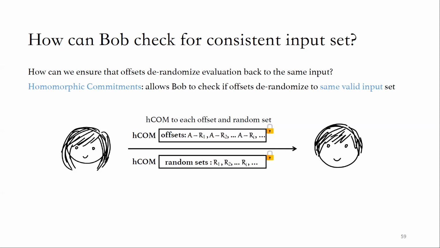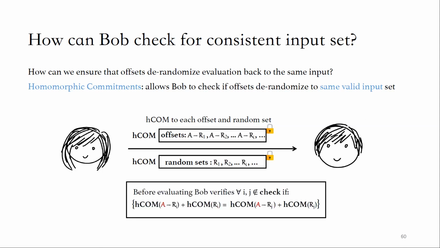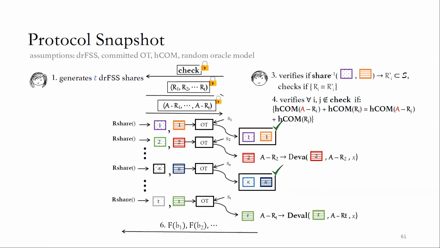So now we require Alice instead to homomorphically commit to these offsets and to these random objects. And now Bob is able to verify. So he simply adds these commitments and verifies if they all correspond to the same set. And this gives you strong enough guarantees that at least kappa of the unopened FSS shares are valid and correct. So that fixes all the issues that we had.